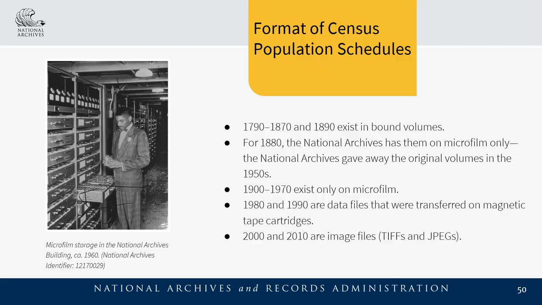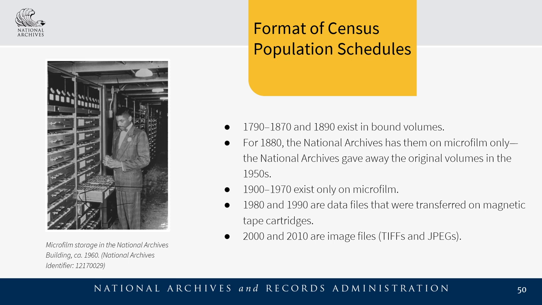I wanted to end with some information about the format of census records. The 1790 to 1870 and the 1890 exist in bound volumes. For the 1880, the National Archives has them on microfilm only. In 1956, to save space in the nearly full National Archives building in Washington, D.C., the agency gave away the original volumes to various state archives, libraries, historical societies, and other institutions. The 1900 to 1970 exist only on microfilm. The originals were destroyed. From the 1980 census and on, the records are electronic.